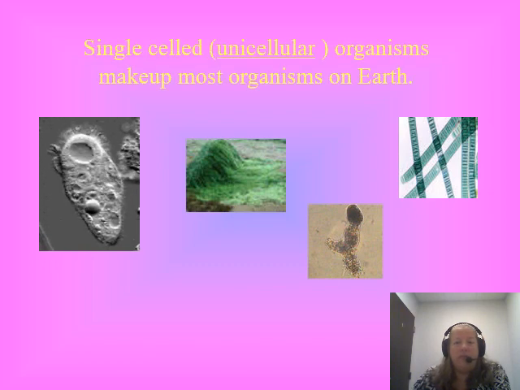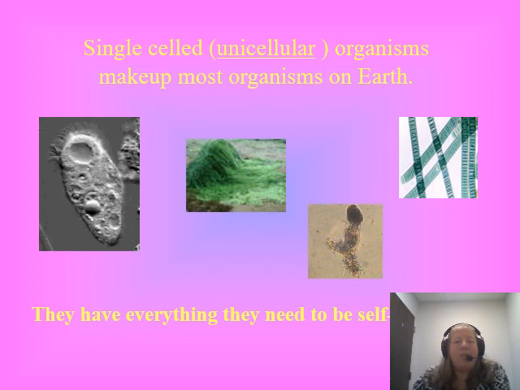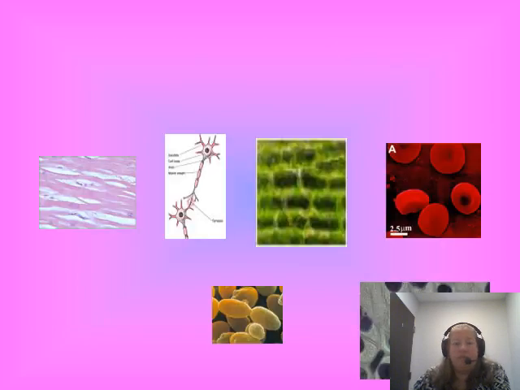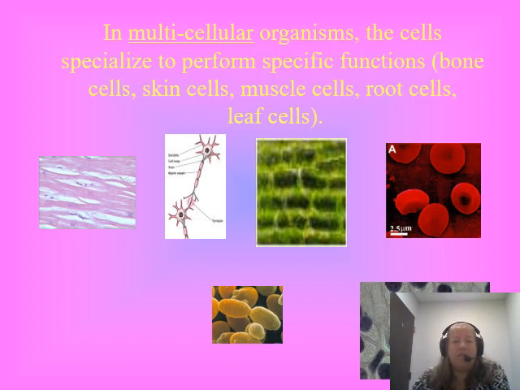Here you see some different types of cells. Single-celled organisms are unicellular, and they make up most organisms on Earth. They have everything they need to be self-sufficient. Now we are looking at some different multicellular organisms. These cells specialize to perform certain functions, like bone cells, skin cells, muscle cells, root cells, and leaf cells.